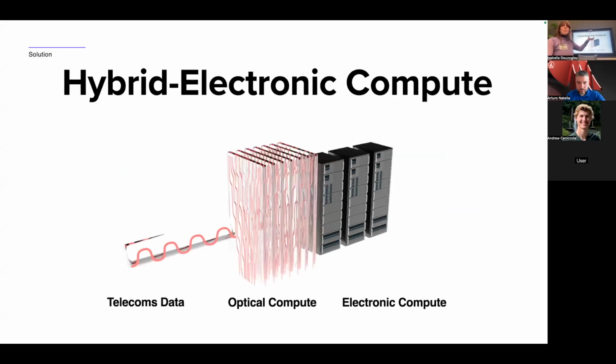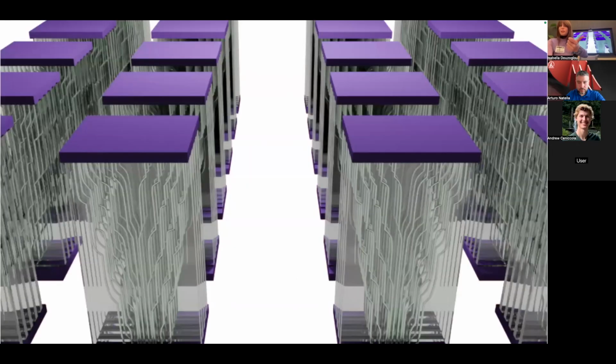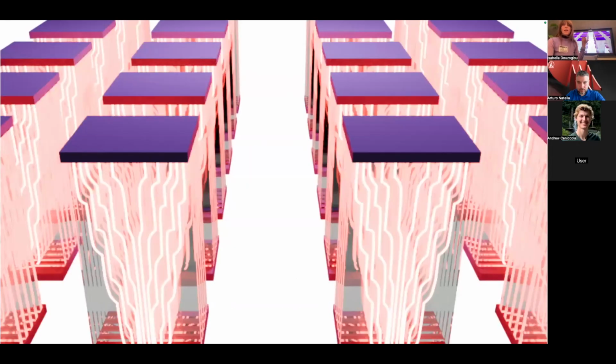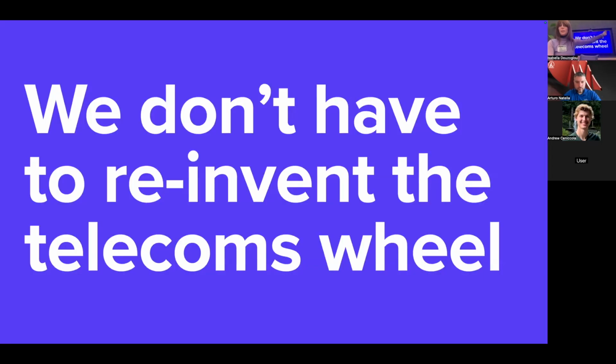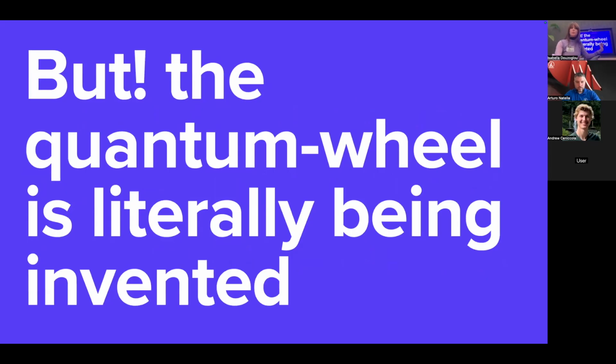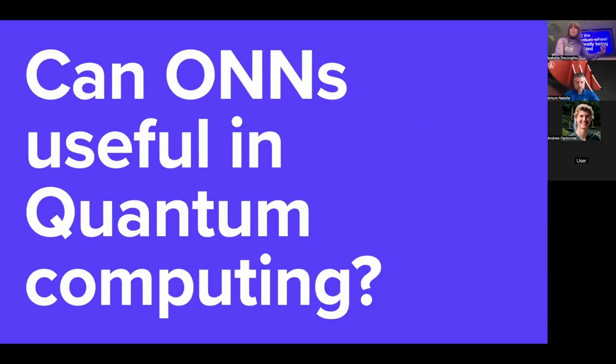So we thought, okay, let's put an optical neural network in between, offload some of the compute, and reduce the amount of digital compute needed to do neural networks. And the idea was to replace servers with huge chips. However, we don't need to reinvent the telecoms wheel, but the quantum wheel is literally being invented. So my pitch to you is, can optical neural networks be useful in quantum computing?